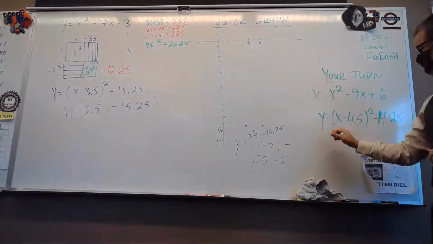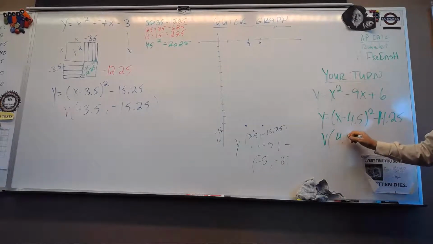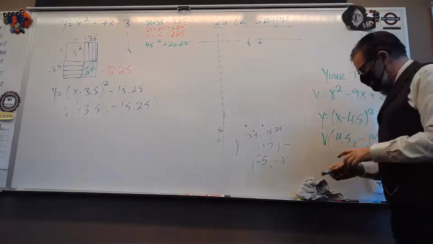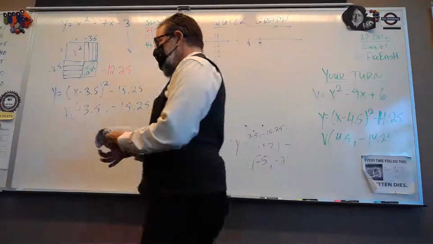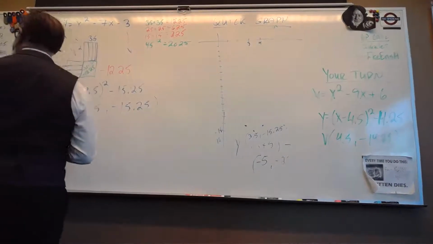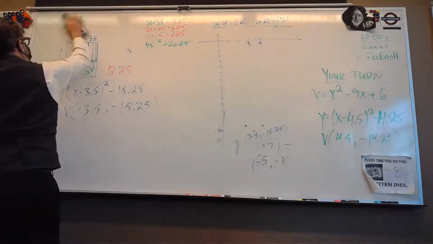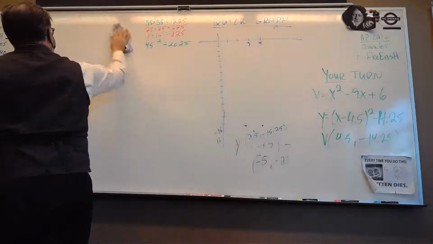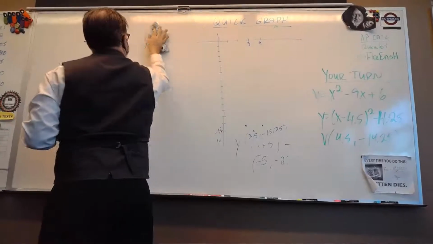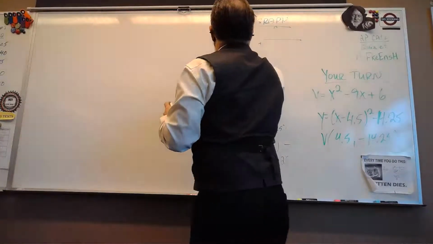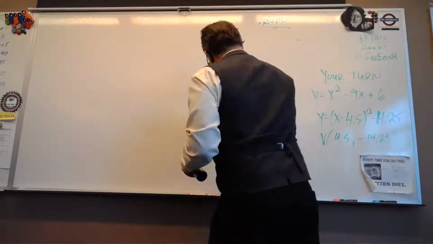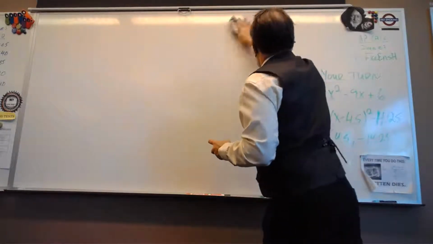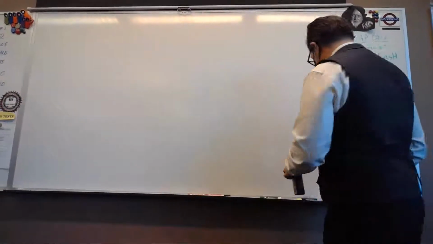Cool. Vertex. Obviously 4.5 comma negative 14.25, and we won't replicate the quick graph up here because I want to move on to the next fun part. The hard one. And guys, the only reason I call it hard is because you end up having to keep track of a lot more numbers.